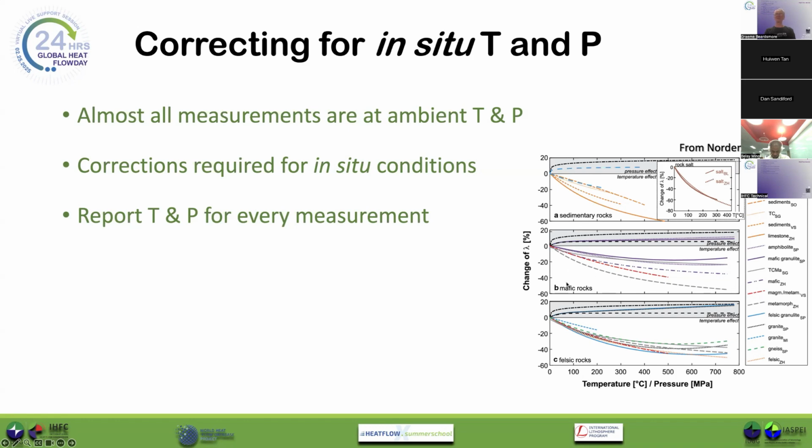In this example, sedimentary rocks, mafic rocks, felsic rocks. And you can see the downward slope on these lines says that thermal conductivity typically decreases with increasing temperature, but the rate of decrease changes from one rock type to another rock type. So knowing what sort of rock type, what the measurement temperature was, what the in situ temperature is, then using charts like this, published charts, we can apply approximate corrections for in situ conditions.